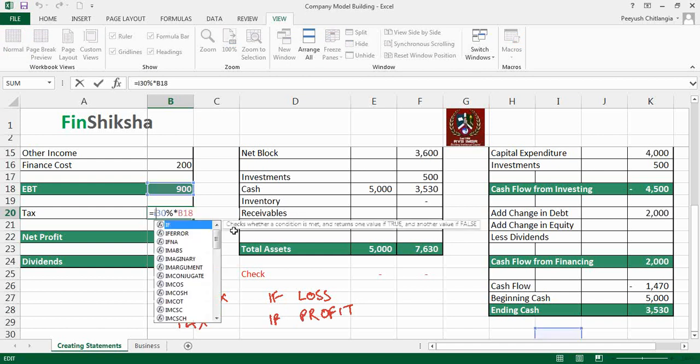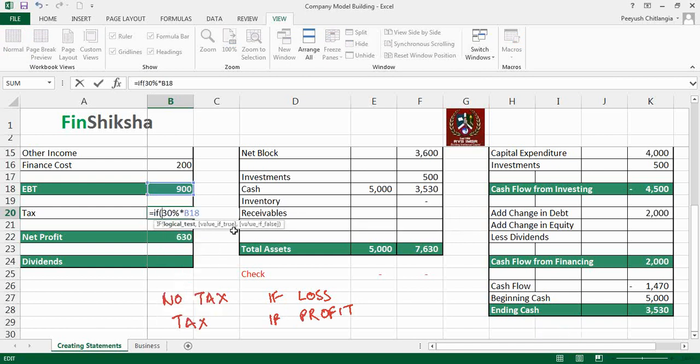What will I do? I will put in an if formula. If profit before tax is greater than 0, then 30% into profit before tax is the value, else 0 is the value, right? So we get 270 as the answer.